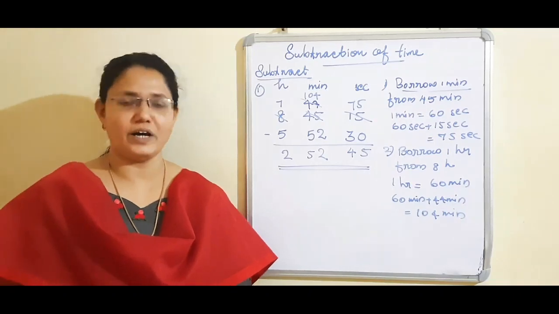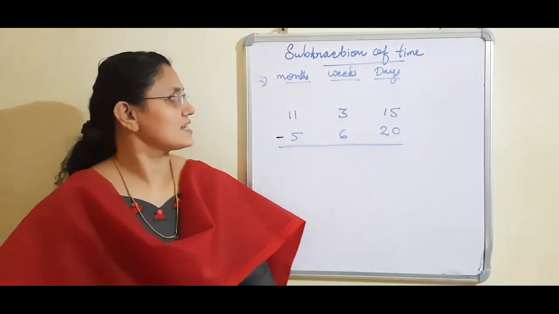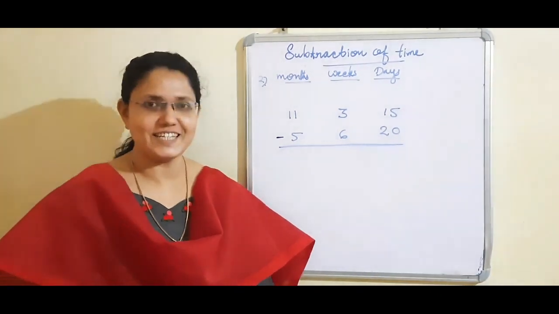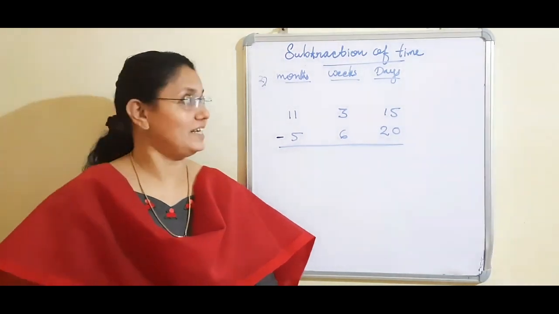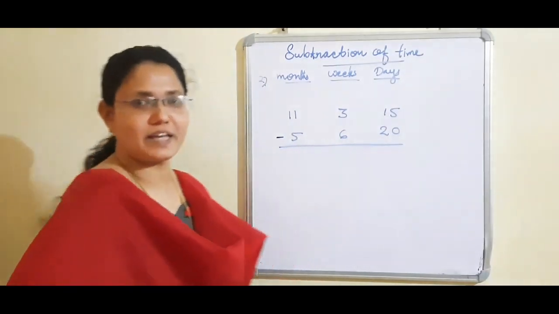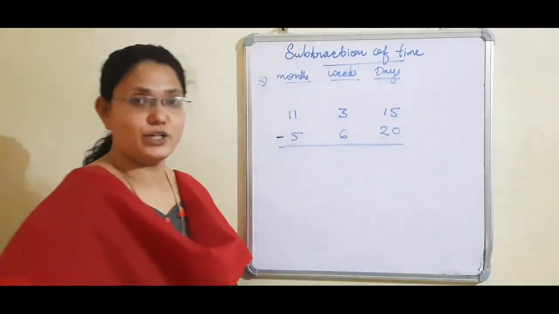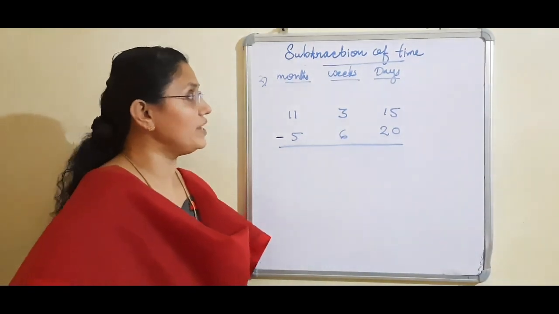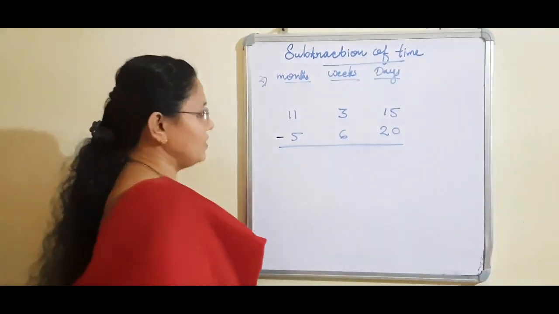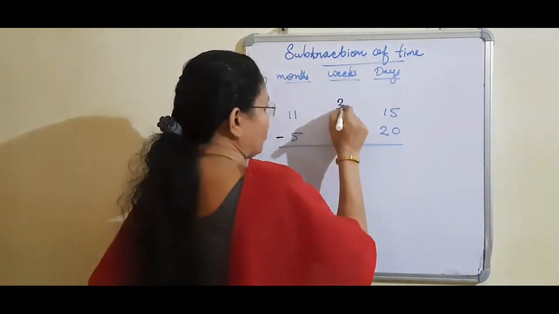Okay, now we can do another question. Now here the second question is 11 months 3 weeks 15 days minus 5 months 6 weeks and 20 days. We can start from the extreme right. First, can we subtract 20 from 15? No. That time what we have to do? Yes, borrow 1 week from 3 weeks. When we borrow 1 week from 3 weeks, it remains as 2.